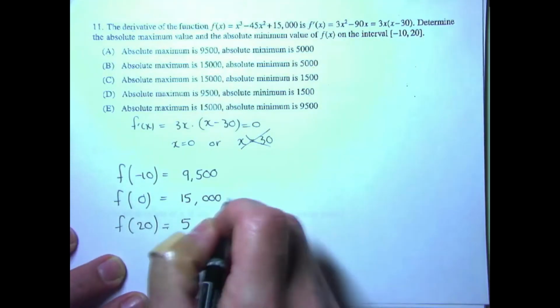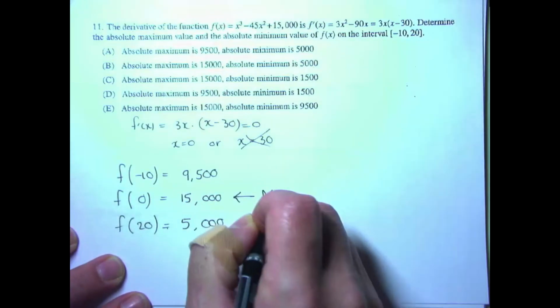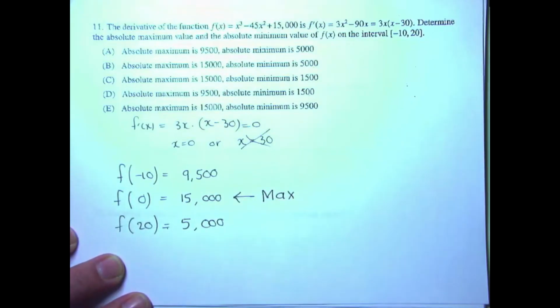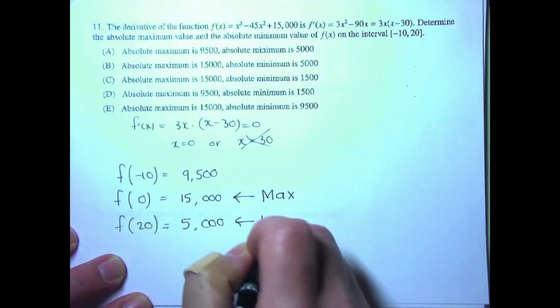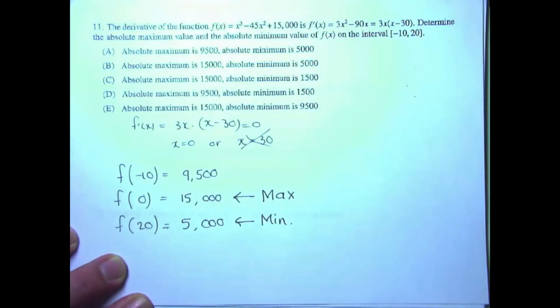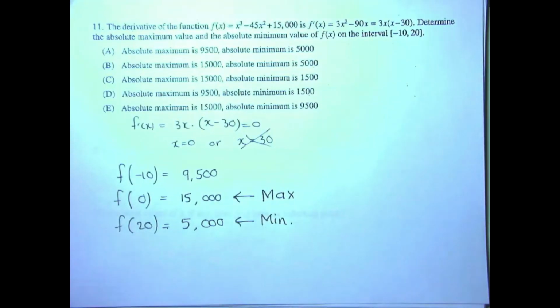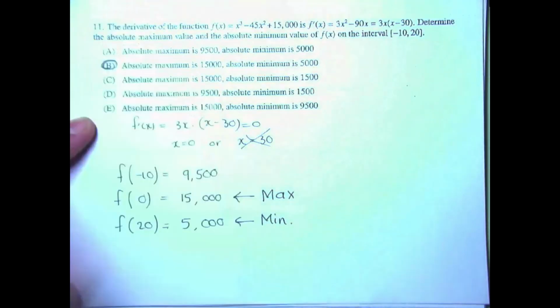All right, so I can see that this guy right here is my max, and this guy right here is my min. So that absolute maximum value is going to be 15,000. The absolute minimum value is going to be 5,000. So answer here looks like answer B, right? Answer B.